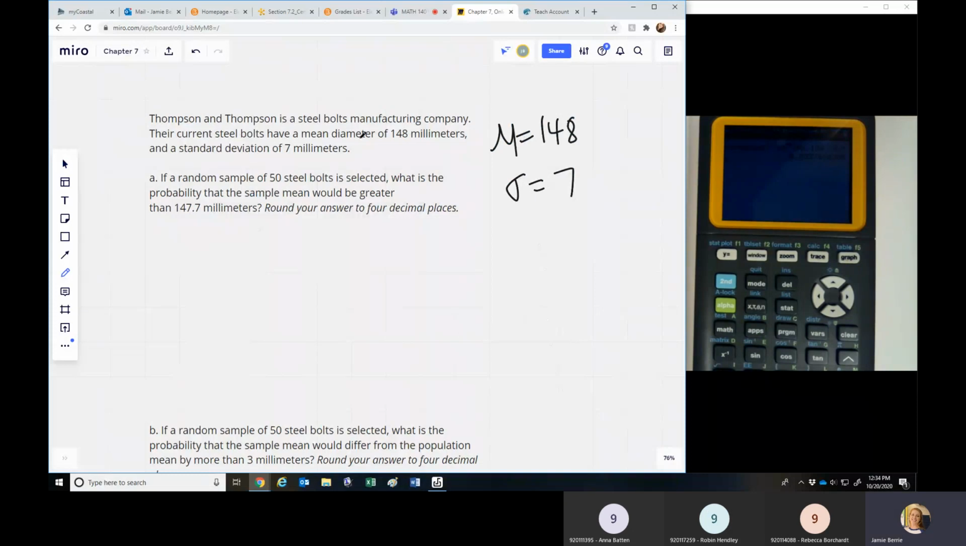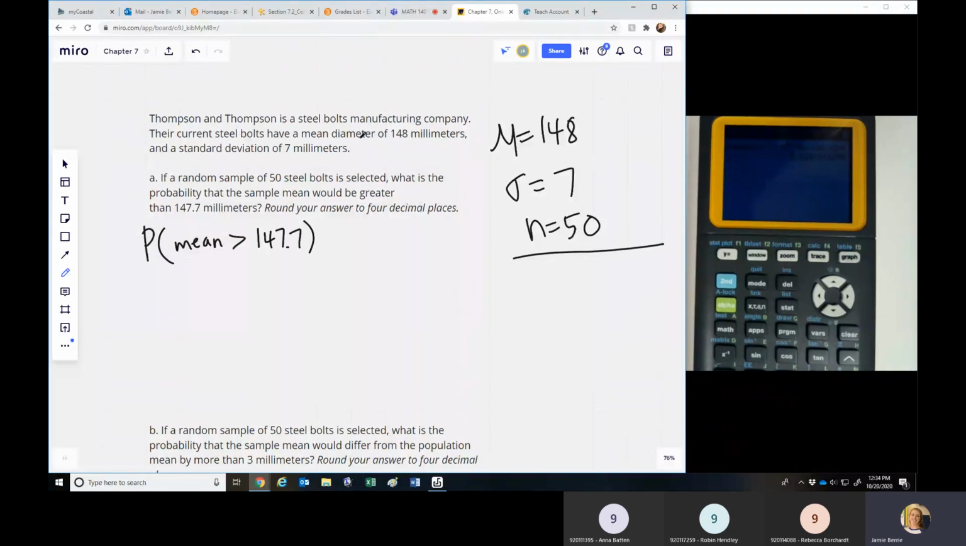All right, and then it says if a random sample of 50 steel bolts is selected, okay, so sample size is 50. If a random sample of 50 steel bolts is selected, what is the probability that the sample mean, okay, so we see that, the keyword sample mean, that tells us we're going to have to use our special formulas. What's the probability that the sample mean would be greater than 147.7 millimeters? Okay, so probability that the mean would be greater than 147.7.